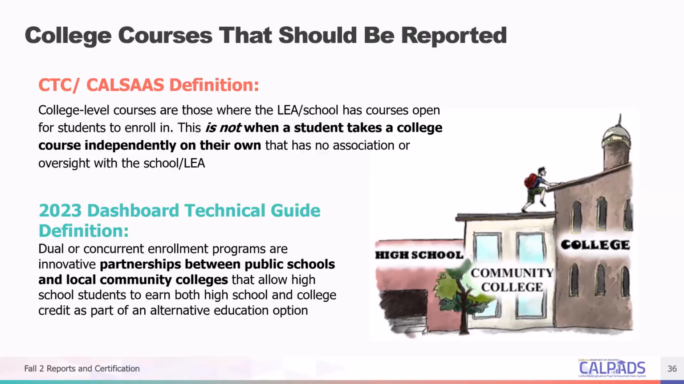Likewise, the dashboard, which is the end of year definition or the end of year value here, says dual or concurrent enrollment programs are innovative partnerships between public schools and local community college that allow high school students to earn both school and college credit as part of alternative education. So the school has to have a MOU, a memorandum of understanding with a community college, and the students are enrolled based on guidance, offerings, alignment through the secondary school or through the high school. So remember that. You may have an instance of students taking college courses that are not appropriate to be reported in CalPATS.